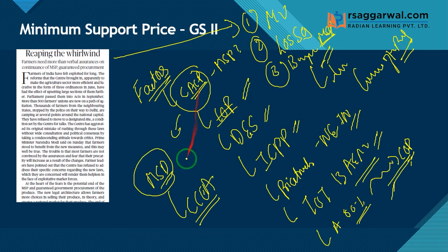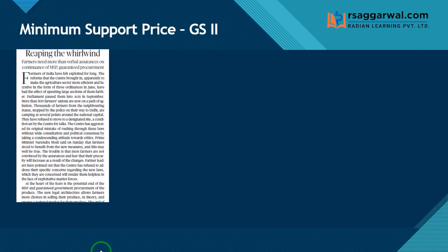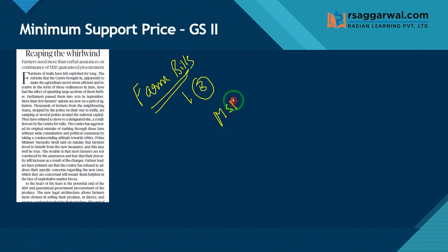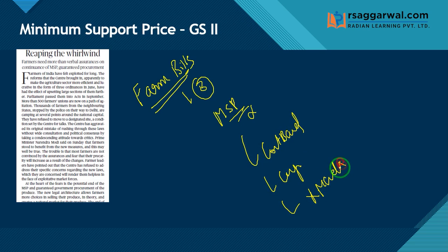Now, what is happening in the central scenario is that the farmers believe that with the incoming of the farm bills, there are three farm bills that have been brought out, the MSP regime will end. The MSP regime will come to an end, and farmers will not have the MSP regime for their produce. And there are new things coming into the picture, like contract based farming and corporate entities and removal of mandis and interstate sale of the produce. Because of all these things, the farmers are of the assumption that MSP will end.